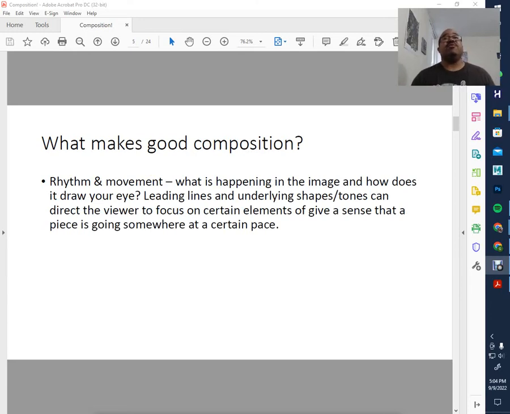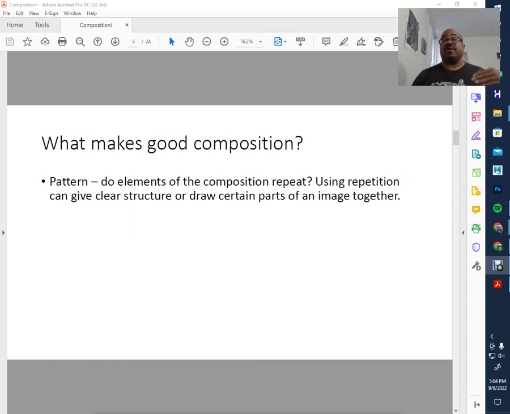And then rhythm and movement, it's what is happening in the image and how does it draw your eye. Are we using leading lines? Are we using underlying shapes, tone to direct the eyes to focus on certain elements and give the viewer somewhere for their eyes to land? That is important. We want to say your eye should be here right now.